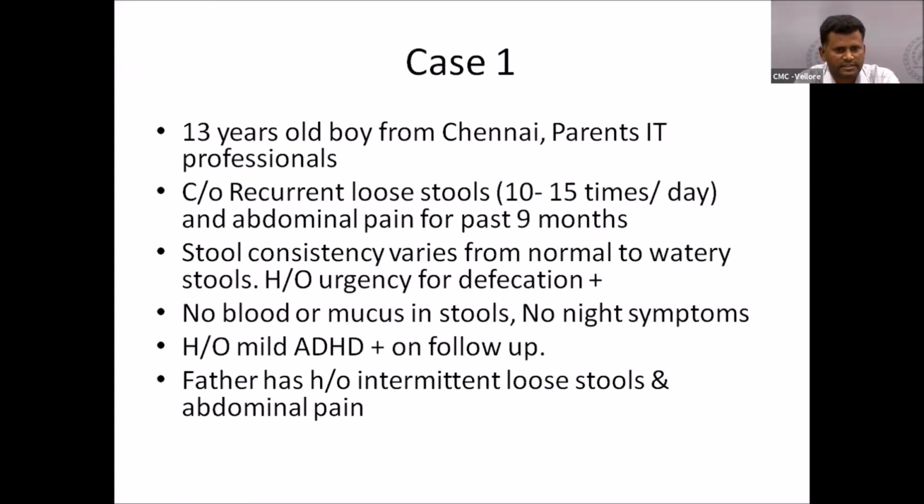So case one, it's a 13-year-old boy from Chennai. Parents are IT professionals. The child has come with recurrent loose stools 10 to 15 times per day, and also abdominal pain for the last 9 months. The stool consistency varies from normal to watery, and there is a history of urgency for defecation. No blood or mucus in stools and no night symptoms. He was also diagnosed with mild ADHD, and he is on follow-up for that. Father also has intermittent loose stools and abdominal pain.